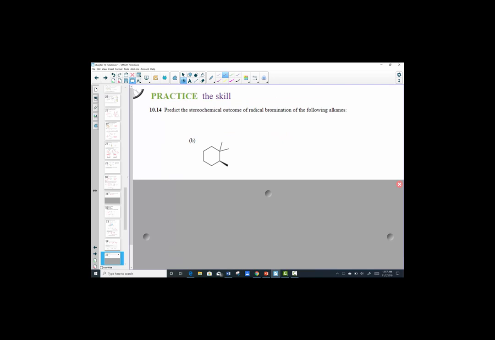And you'll see many practices like this. Predict the stereochemical outcome of the radical bromination of the following alkane. So this is one from your homework, a skill builder. Think about what you'll see on the arrow, molecular bromine and a little bit of energy to create the radicals. Where do you see the most stable configuration for the radical to form? And I see it right here, where a tertiary radical would occur.